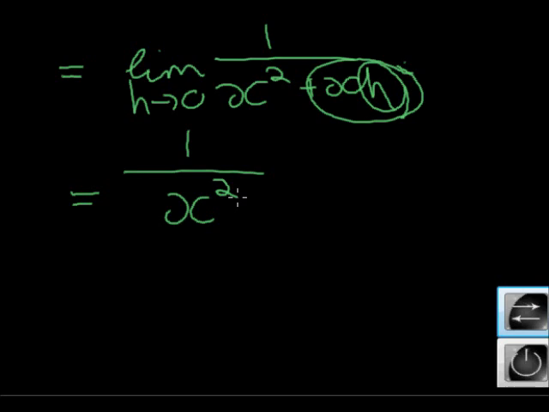The 0 gets substituted in here, it will be 0 times x, which will make this whole thing 0, and I'll be left with 1 over x squared. Is it okay?